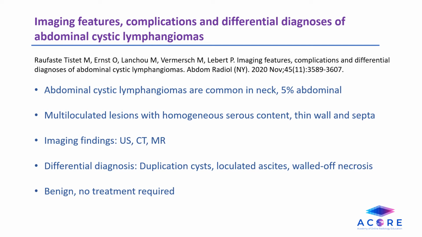On imaging, they appear as multilocular lesions with homogeneous serous content, a thin wall, and thin septa. They should be anechoic on ultrasound, fluid attenuation on CT, and water signal on MRI, with low T1 and high T2 signal intensity. The walls and thin septa may show slight enhancement on post-contrast imaging. Cystic lymphangiomas may become heterogeneous from hemorrhagic, infectious, or inflammatory changes.